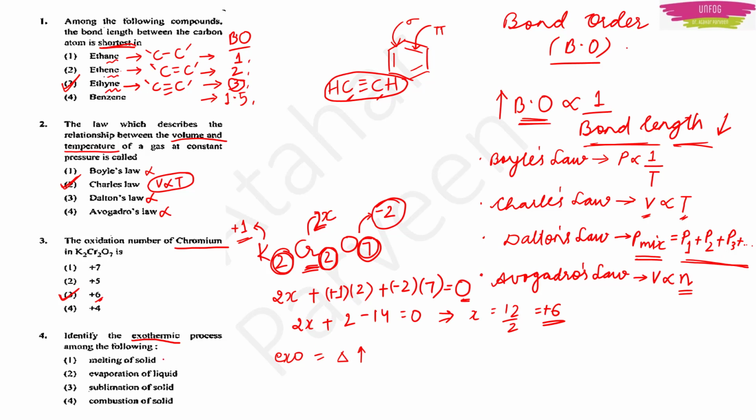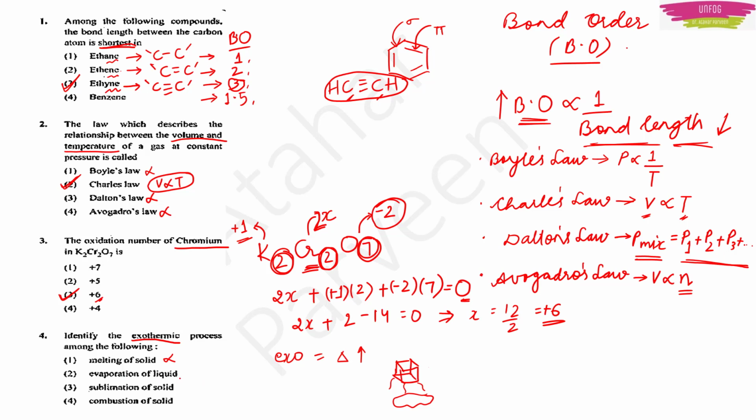So the first option says melting of solid, right? Let's take an ice cube as an example. If we keep an ice cube on the table at room temperature, this ice cube will start melting, right? It will slowly start becoming water. This change from ice to water is because it is absorbing heat from its surroundings. So it is taking in heat, and that becomes an endothermic process. So melting of solid is not the answer.